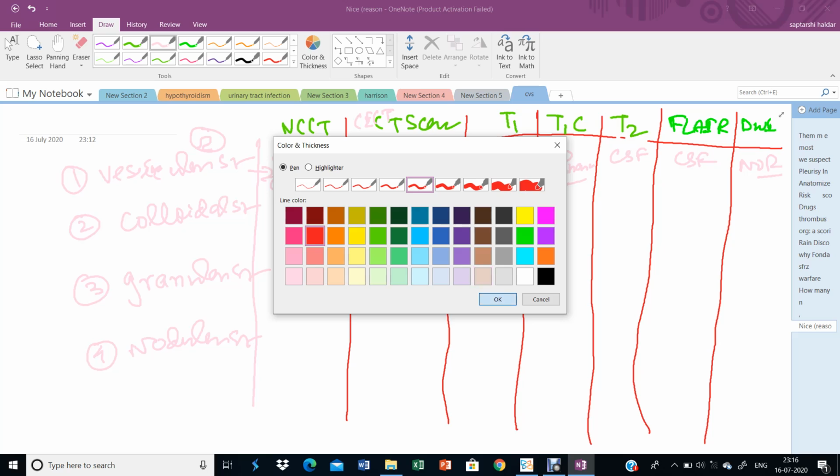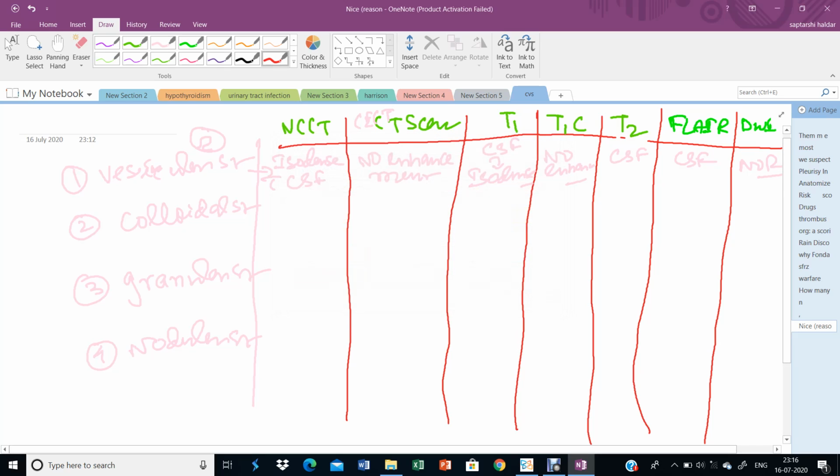Let's see the colloidal stage. Colloidal stage means here is a cyst and there is no viability of the larva, and this fluid is turbid and the margin is slightly thickened due to inflammation. So what will we get in NC-CT? Same as CSF but mild hyperintensity, mild hyperintense.